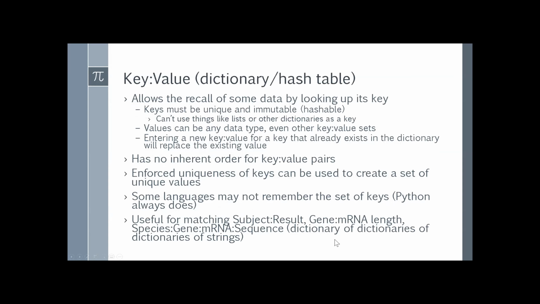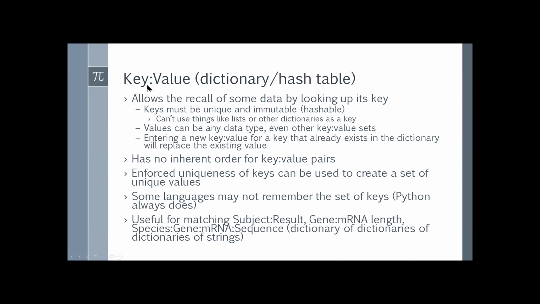All right, and then the last major kind I'm going to talk about here are key values. So key value is where you can look something up by the key and get back its value. And this allows the recall of some data by looking up its key. So essentially in Python, it's called a dictionary. In other programming languages, it's called a hash table.